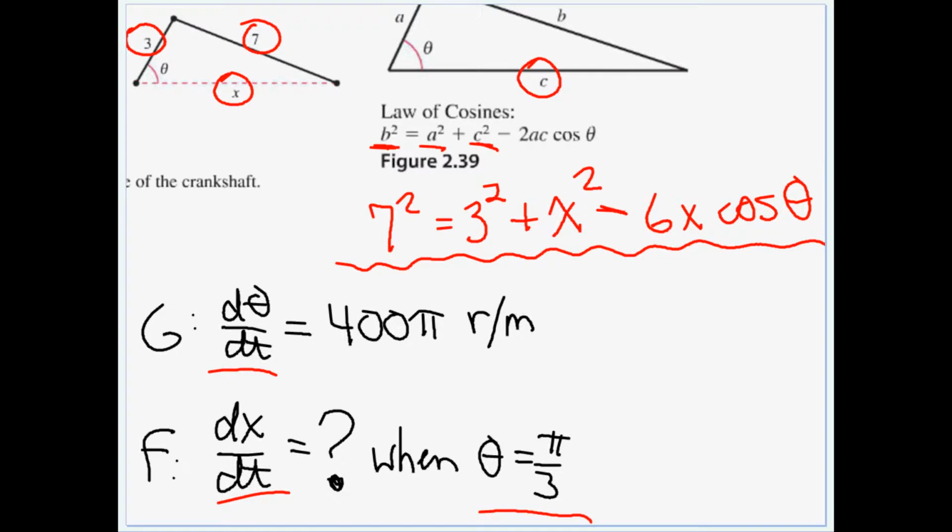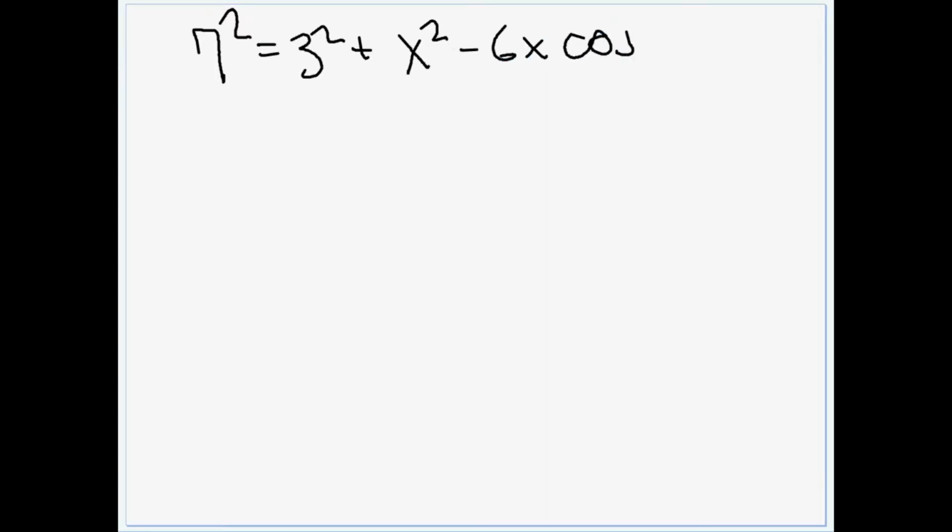So let me start a new fresh slide so I can write this equation again, and we can derive it. 7 squared equals 3 squared plus x squared minus 6x cos of theta. Okay, let's derive. 7 squared is 49. It's a constant, derives to nothing. 3 squared, 9, constant, derives to nothing. Now here, x squared, that's going to become a 2x dx dt.